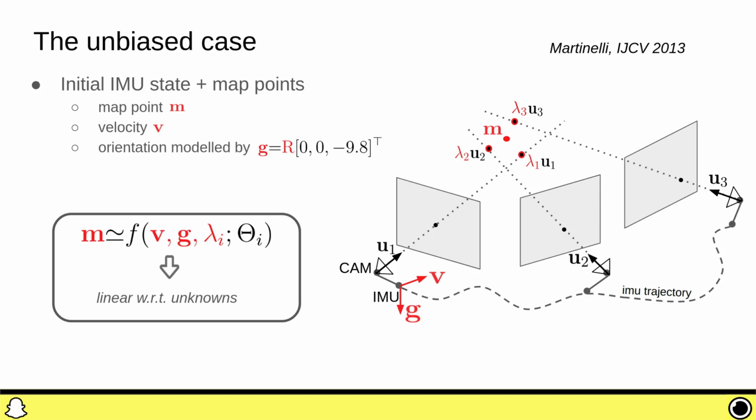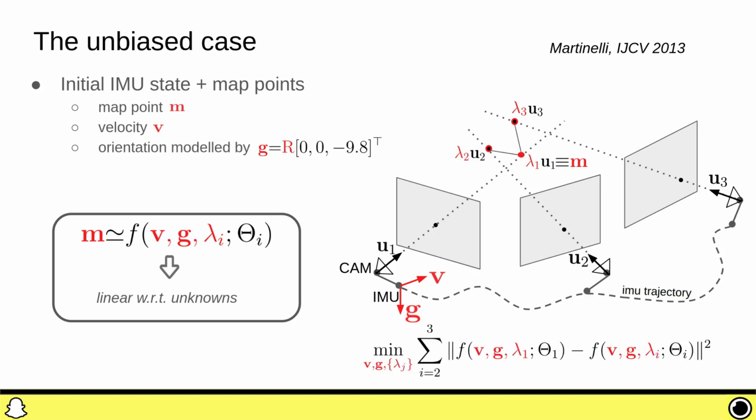Based on this linear dependency, Martinelli used an approximation that a point is exactly seen by a reference camera and built a linear system by combining observation rays. Such a linear system can likewise result from minimizing these 3D distances. In other words, this model eliminates the point m and estimates the lambda parameters and the initial IMU state.